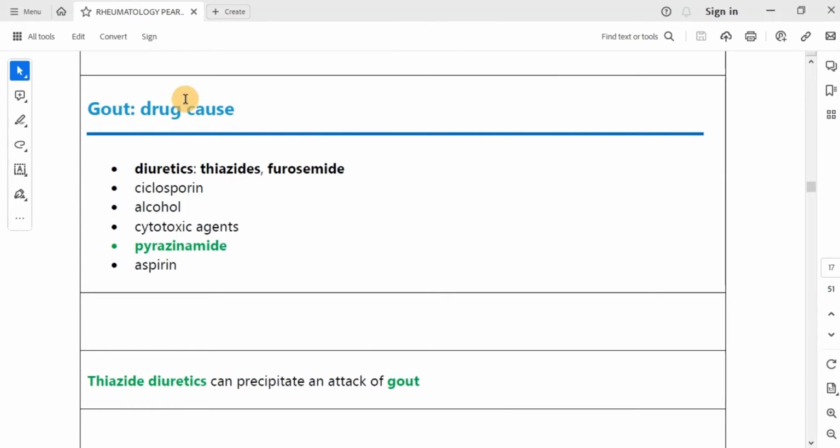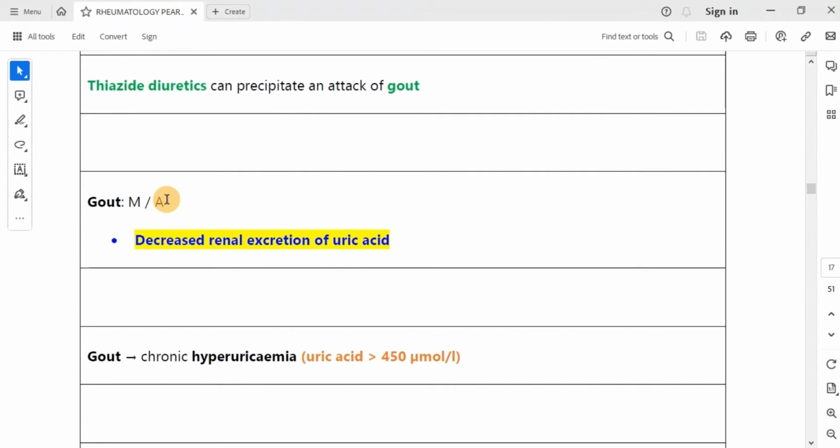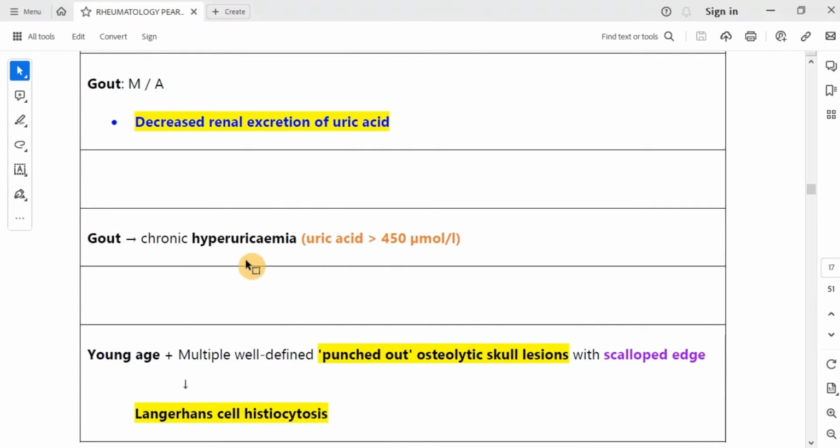Predominantly, the drugs causing gout, the most common are the diuretics and pyrazinamide: thiazide, furosemide, cyclosporine, alcohol, cytotoxic agents, and aspirin. Thiazide diuretics can precipitate an attack of gout. Gout has multiple underlying pathophysiologies, but the most common is decreased renal excretion of uric acid. And gout means there should be chronic hyperuricemia, and hyperuricemia means the uric acid level should be greater than 450 micromole per liter.